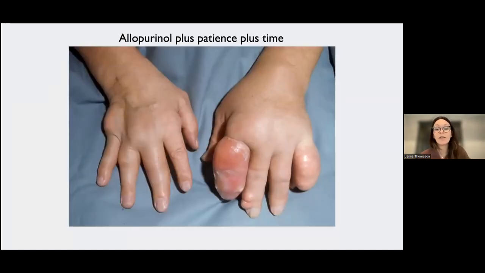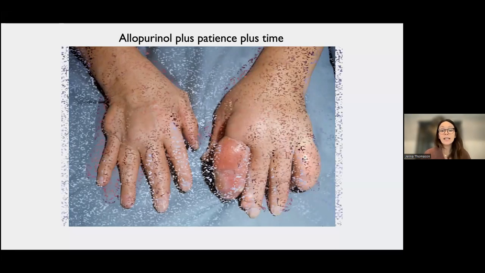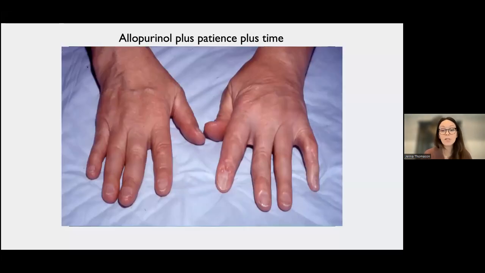So this is a patient with enormous tophi in the hands, and patients will ask, will these things ever go away? And the answer is yes, they can. This is the same exact patient. They can go away, but it takes a long time of having their uric acid consistently at goal. There is a way to get rid of tophi more rapidly. That's with pegloticase, but pegloticase is extremely expensive and it comes with a lot of other potential side effects.